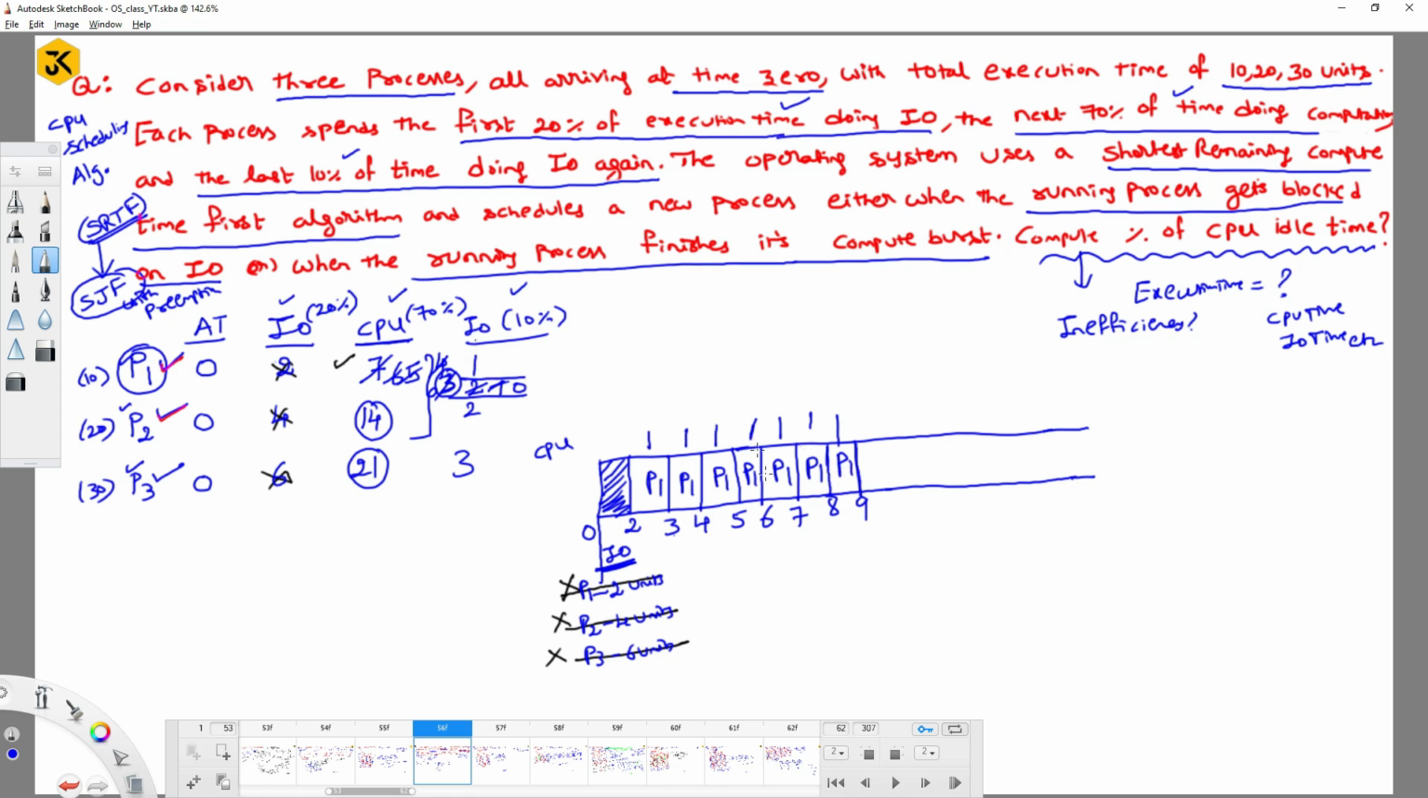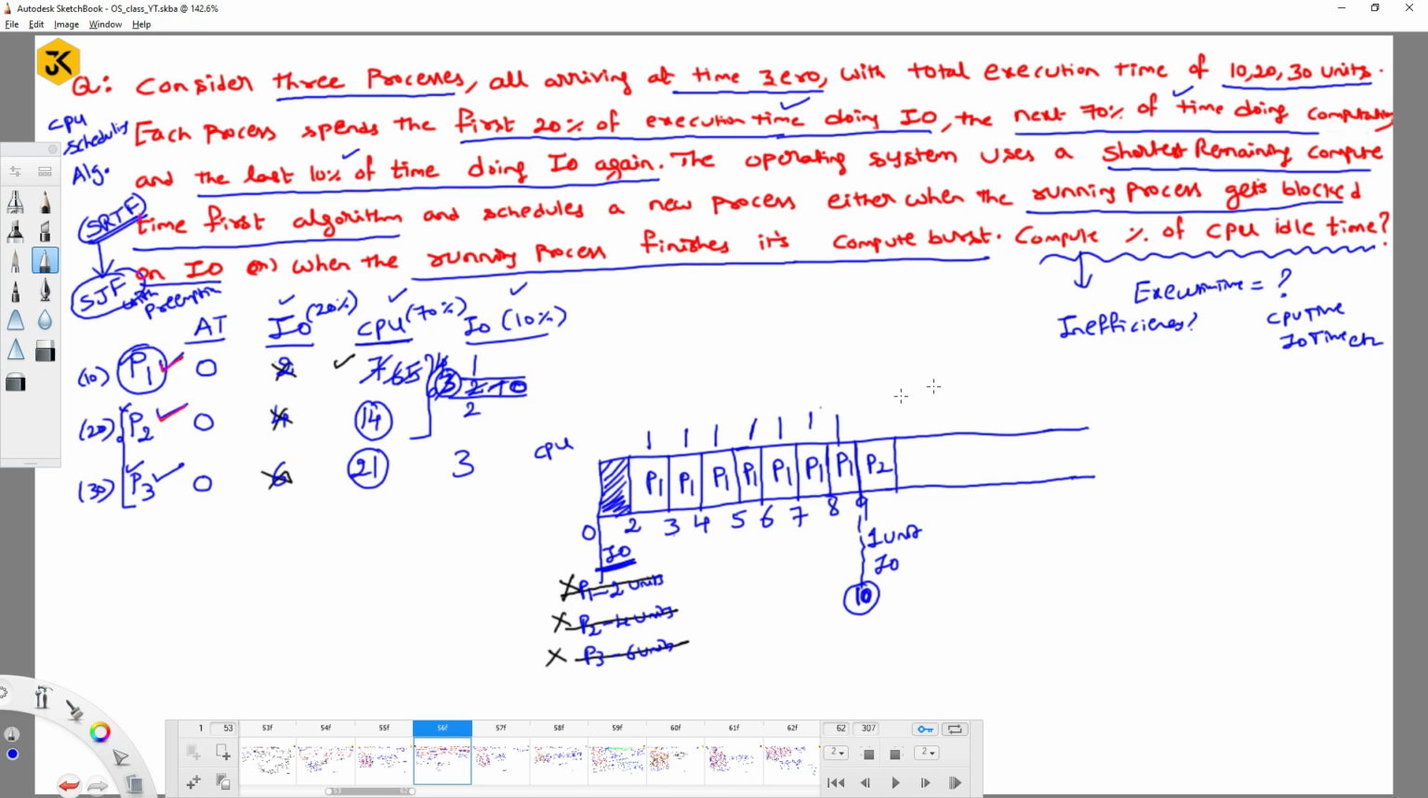Then later on, as the CPU burst completed, it will go for IO operation. 1 unit of IO operation means it has come back again by 10. Okay. Now once P1 is done, P2 and P3 are already available. Which one will be given the highest precedence? Highest precedence will be given to P2.